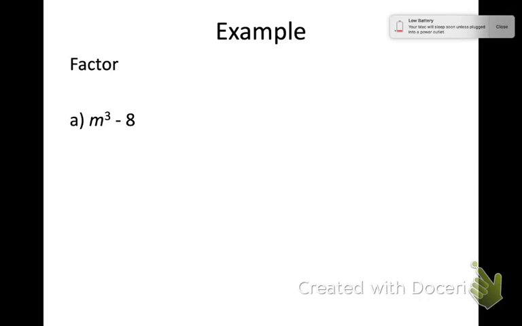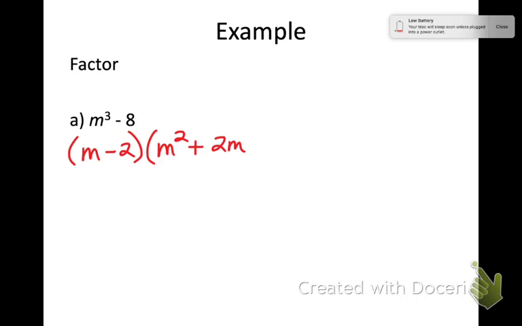What's going to be my binomial? M minus 2, good. Because the cube root of m to the third is m. The cube root of 8 is 2. What's going to be my first term? M squared, plus or minus? Plus, good. What's the middle term? Negative 2m. Well, don't worry about the sign, just do the multiplication.